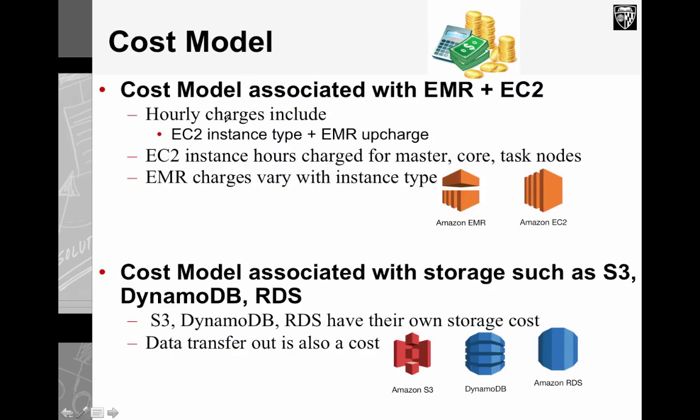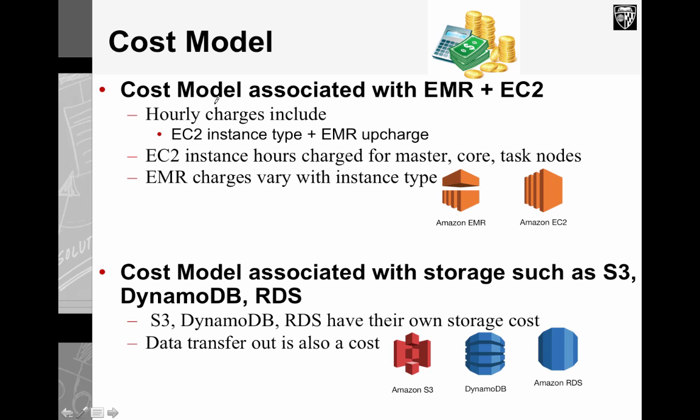In terms of cost, the cost model is a very important aspect of Hadoop. The cost model with EMR is really the cost of EC2 plus a small price for giving you a PaaS solution, because they're giving you PaaS software on top of Hadoop. They're actually giving you the Amazon EMR Hadoop implementation, and so there is an upcharge for that. So really, the hourly charge is the EC2 instance type charge plus the EMR upcharge. As I mentioned, EC2 instance hours are charged for the master, core.